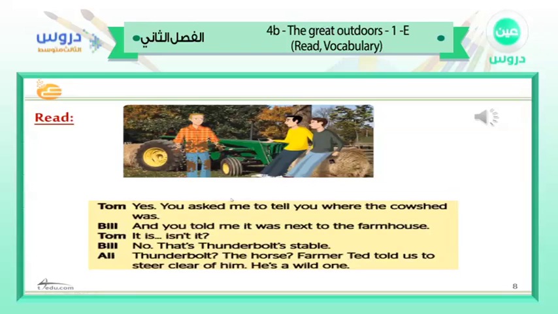Yes, you asked me to tell you where the cowshed was. And you told me it was next to the farmhouse. It is, isn't it? No, that's Thunderbolt's stable. So Thunderbolt is a horse's name, yes. Thunderbolt, the horse, Farmer Ted told us to steer clear of him, which means avoid him. He's a wild one. He's not trained yet, okay?